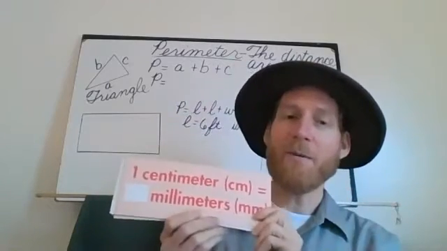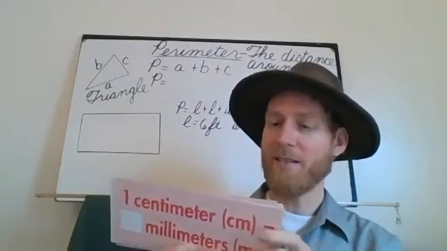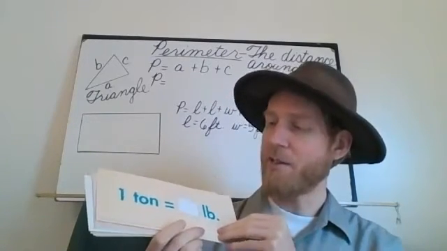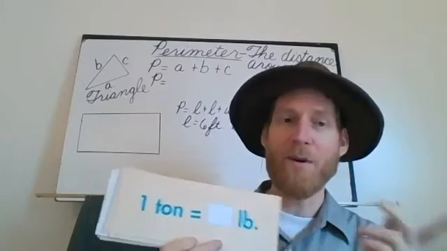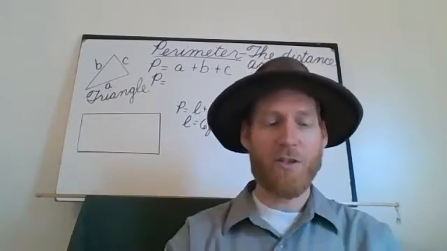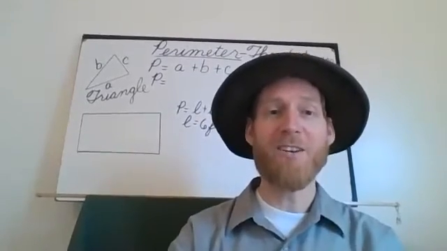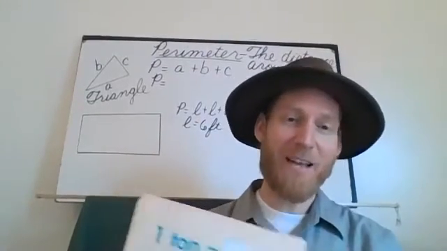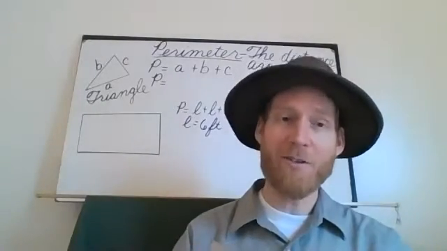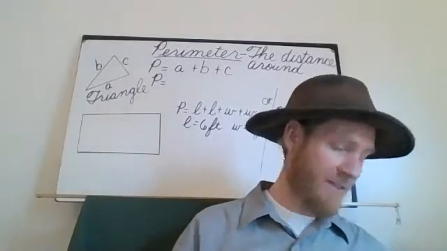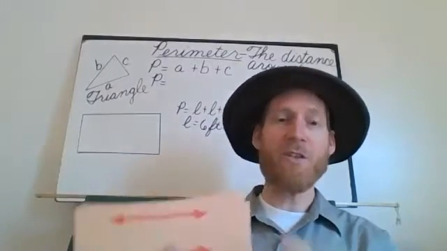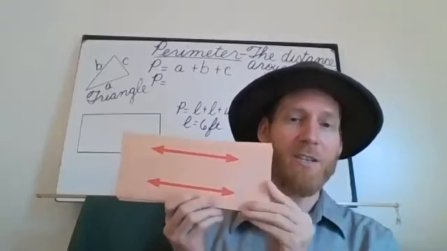1 centimeter equals 10 millimeters, and 1 ton equals 2,000 pounds. Remember, metric ton is 2,200, but just the regular ton is 2,000. It just says ton, it's 2,000. It says metric ton, it's 2,200. Let's go on and look at some geometry, some geometric terms.